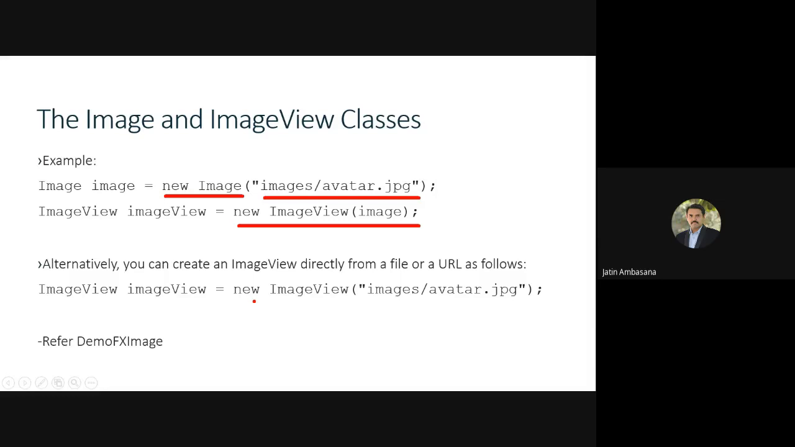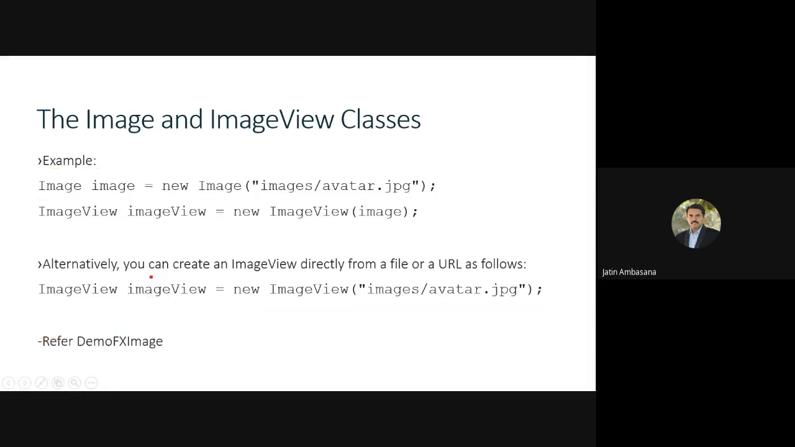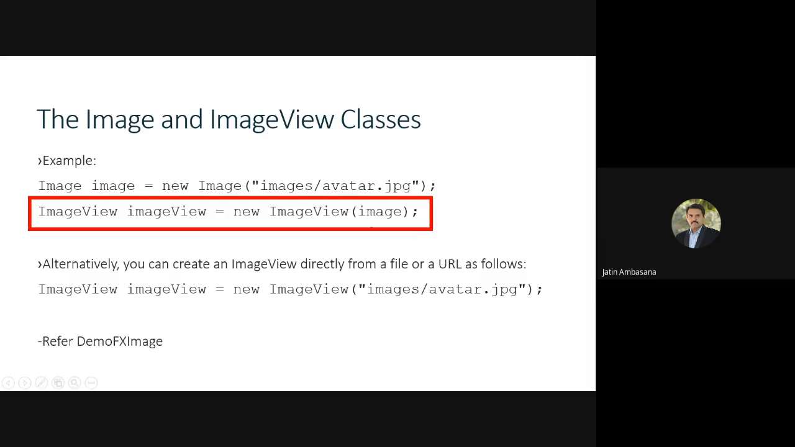Or you can even directly use this path to create the ImageView. It might be possible that you have separate Image objects in your application, and there might be an ImageView where you need to add those objects turn by turn. That's why this particular technique is preferred, where you first create the Image and then create the ImageView out of it. Here you provide the image.